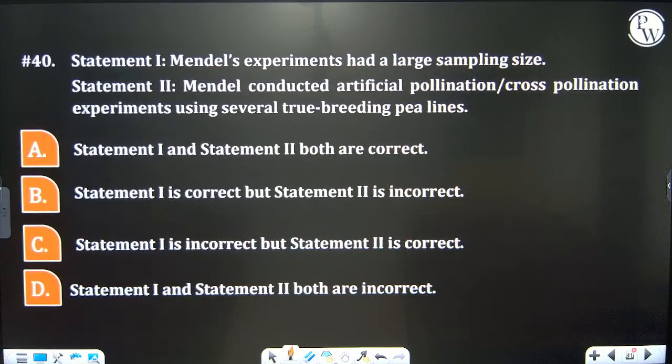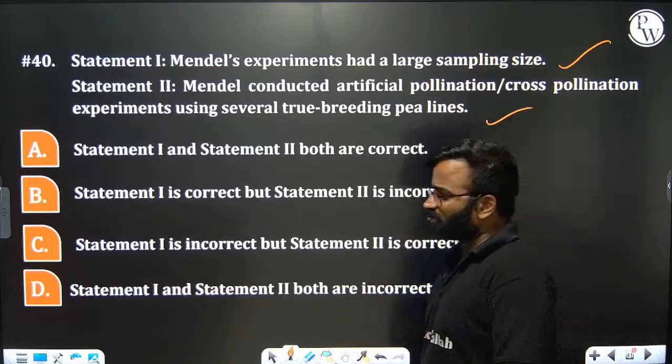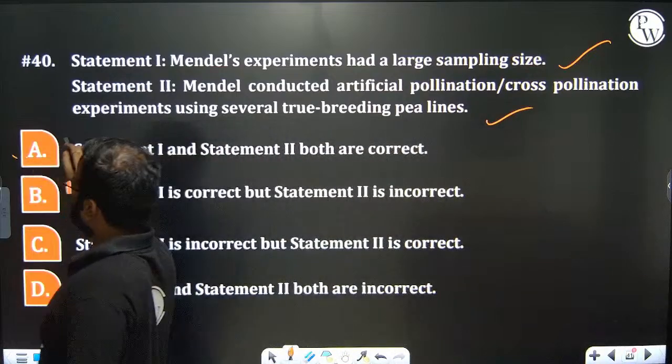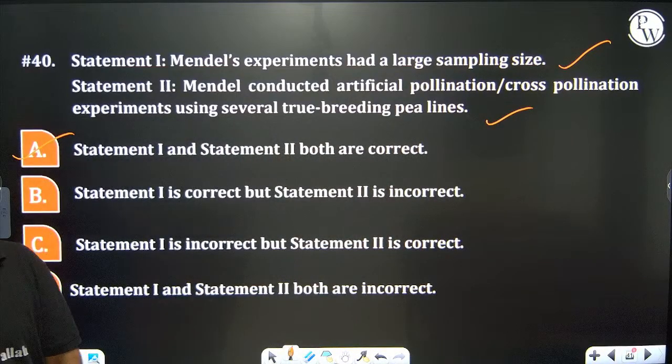Next, Mendel's experiments had a large sampling size, which is one of the reasons, yes, which is true. Mendel conducted artificial pollination or cross pollination experiments using several true breeding pea lines, which sounds true for me. So both the statements are true.